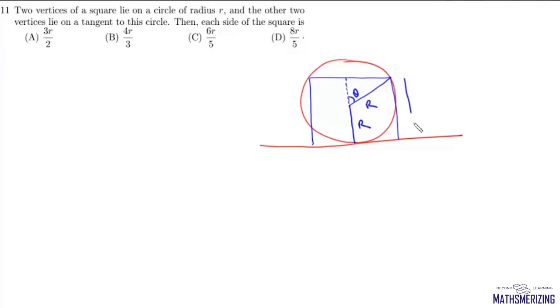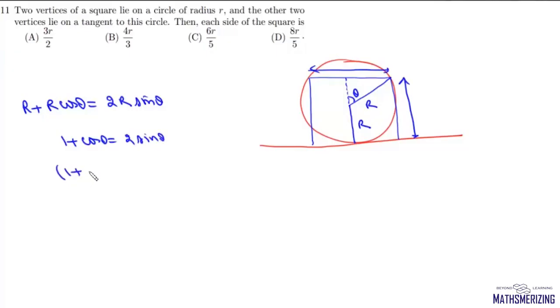Now we can find the length of this side. The length of this side will be r plus r cos theta. So we can write r plus r cos theta, and it will be equal to the length of this side, which is 2r sin theta. So we can write 1 plus cos theta equals 2 sin theta. Now we'll write (1 plus cos theta) whole square, and it'll be 4 sin square theta, and sin square theta is 1 minus cos square theta. Now one of the results that we'll get is 1 plus cos theta equals 0, that is cos theta equals minus 1, which will make this angle pi, which doesn't make any sense.